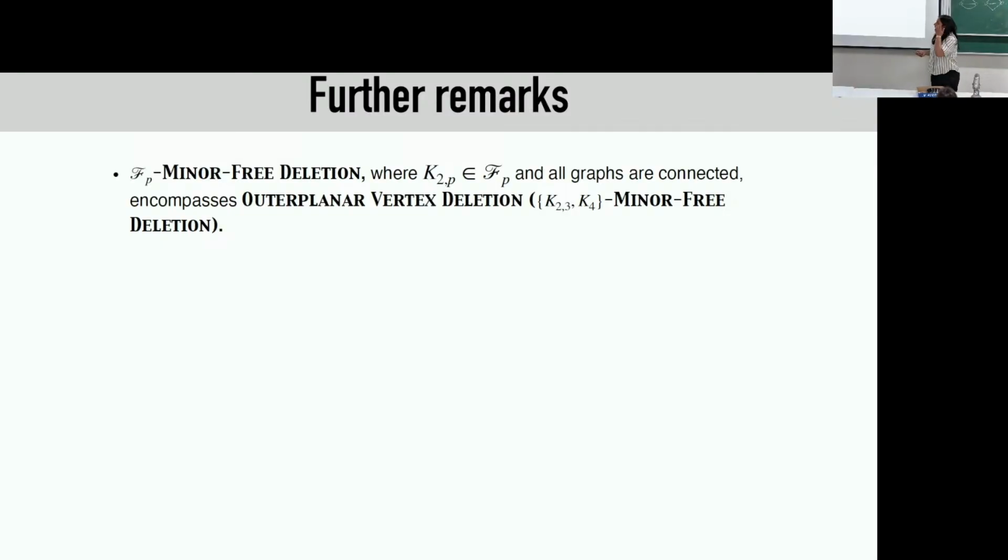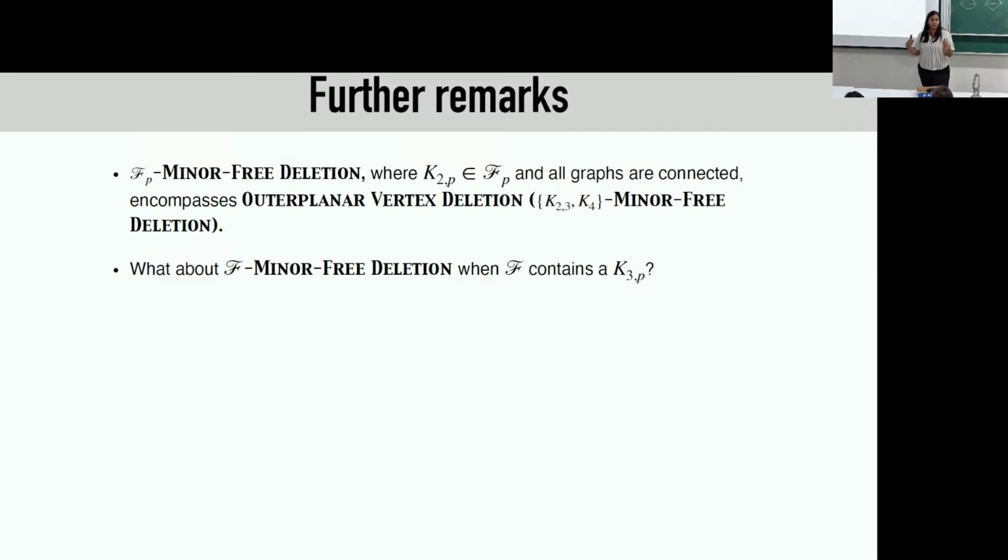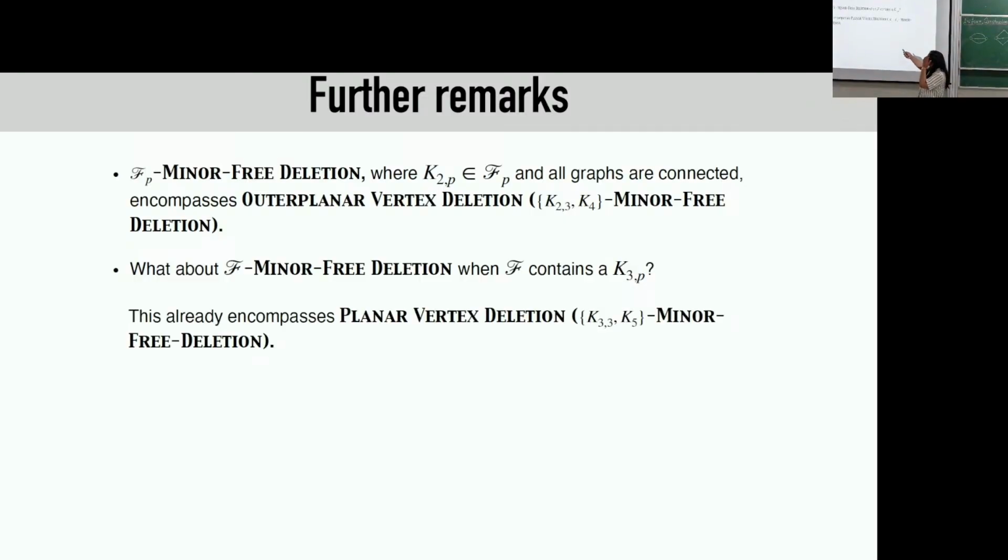And maybe one might wonder, why did we stop at K_{2,p}? Why not try to generalize it to K_{q,p}? In particular, what about K_{3,p}? Why not K_{3,p}, right? Of course, that's a very valid, fair question. It's just that if we had such a result, which says that F-minor-free deletion admits a polynomial kernel whenever F contains a K_{3,p}, it in particular will encompass this problem.